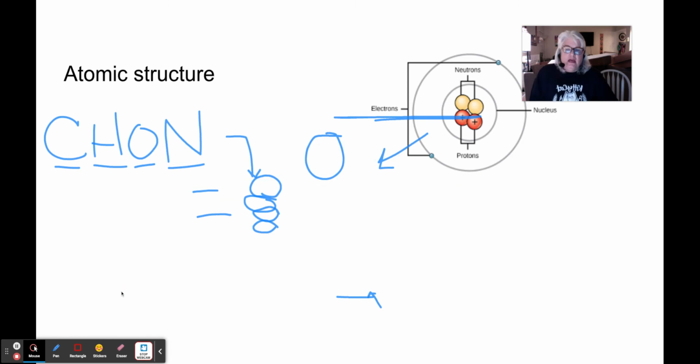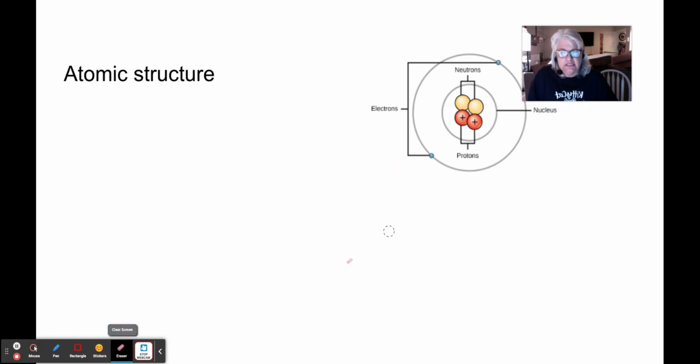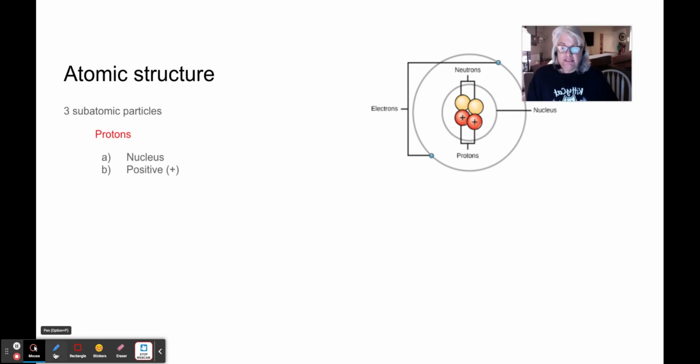So okay, clear this out. Last thing we're going to talk about really quickly is the atomic structure, and I'm going to review it in the second video. So if you don't get it right away, that's okay. We're going to keep practicing. There are three subatomic particles you need to know. So this is the basic structure of an atom. The first thing that makes up an atom are called protons. If you look at this picture over here, these little red circles with the positives are protons. They're found in what's called the nucleus.